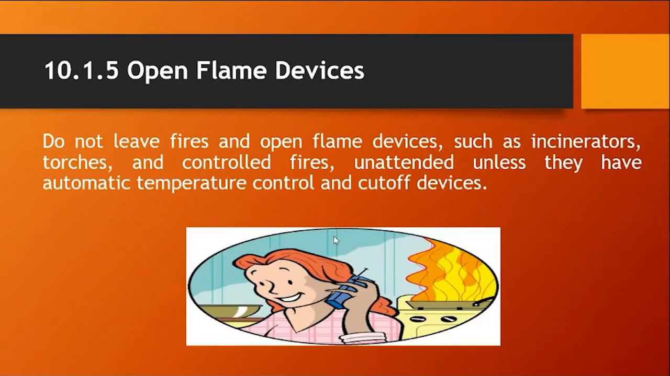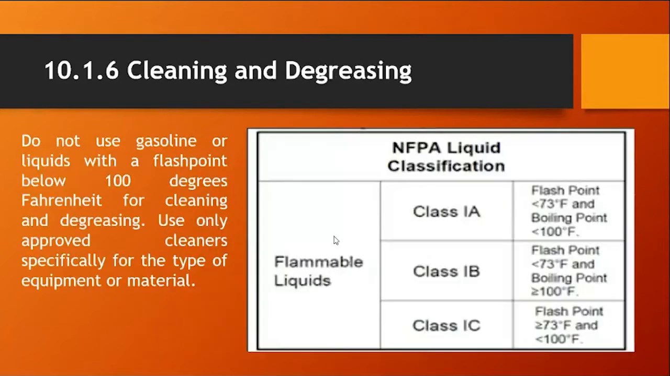Next is open flame devices. Do not leave fires in open flame devices, such as incinerators, torches, and controlled fires, unattended unless they have automatic temperature control and cut-off devices. Next is cleaning and degreasing. Do not use gasoline or liquids with a flash point below 100 degrees Fahrenheit for cleaning and degreasing. Use only approved cleaners, especially for the type of equipment and material.